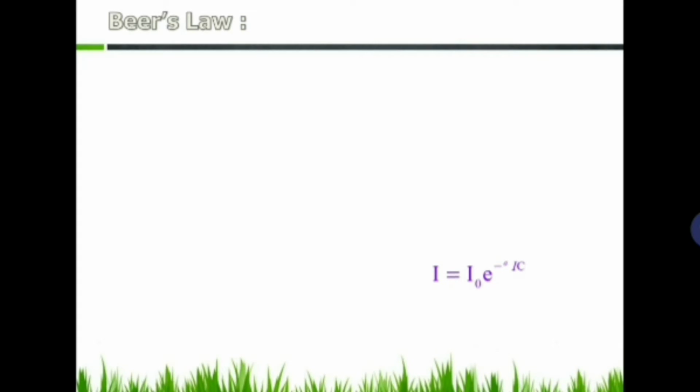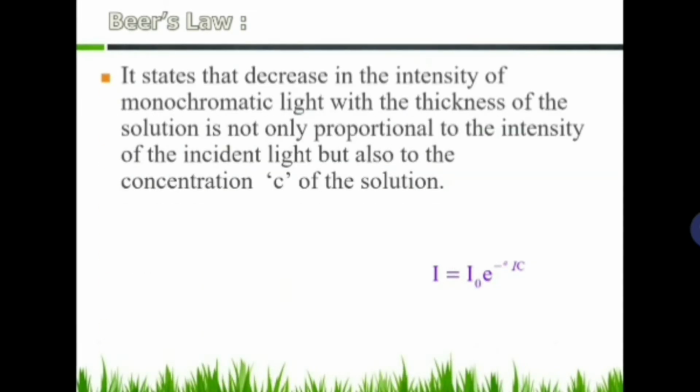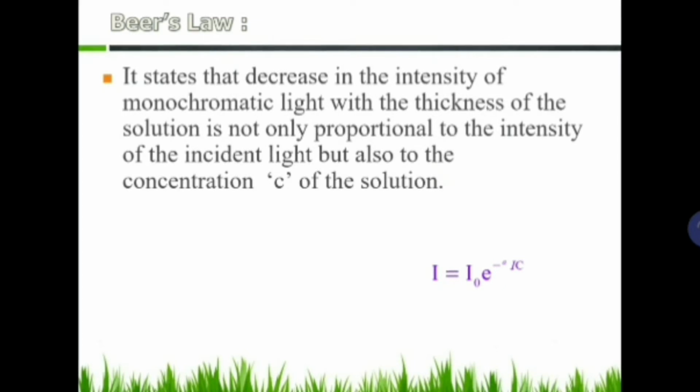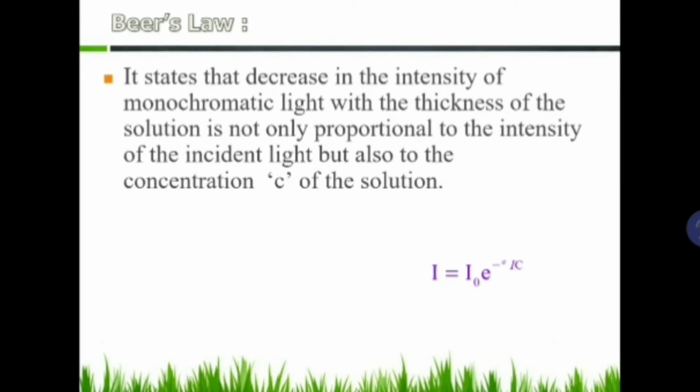The second law is what we call Beer's law. Before, it was mentioned that the decrease in intensity of light is directly proportional to the incident light. Here we are going a little more ahead. It states that the decrease in the intensity of monochromatic light with the thickness of the solution, before it was told to be proportional to the intensity of incident radiation, but now it's proportional not only to the intensity of the incident light but also to the concentration of the solution.